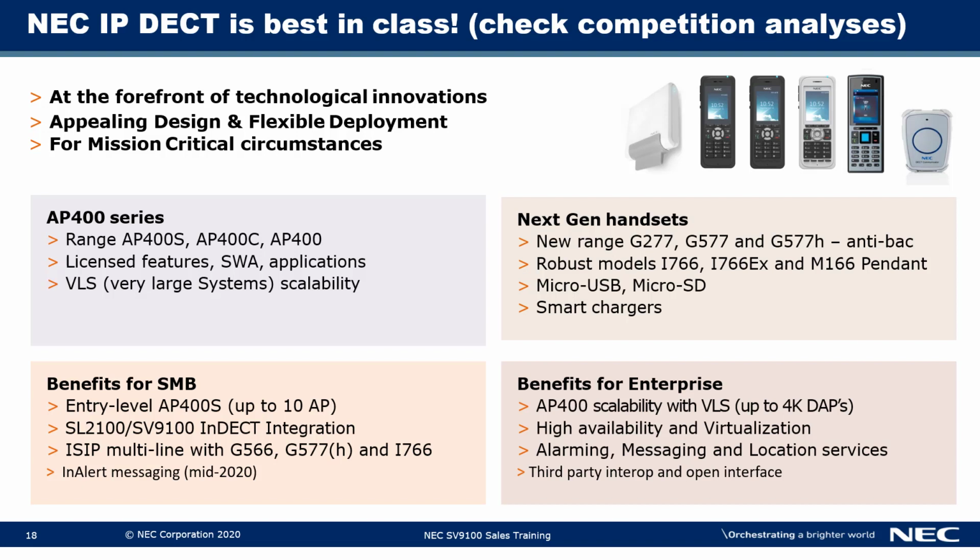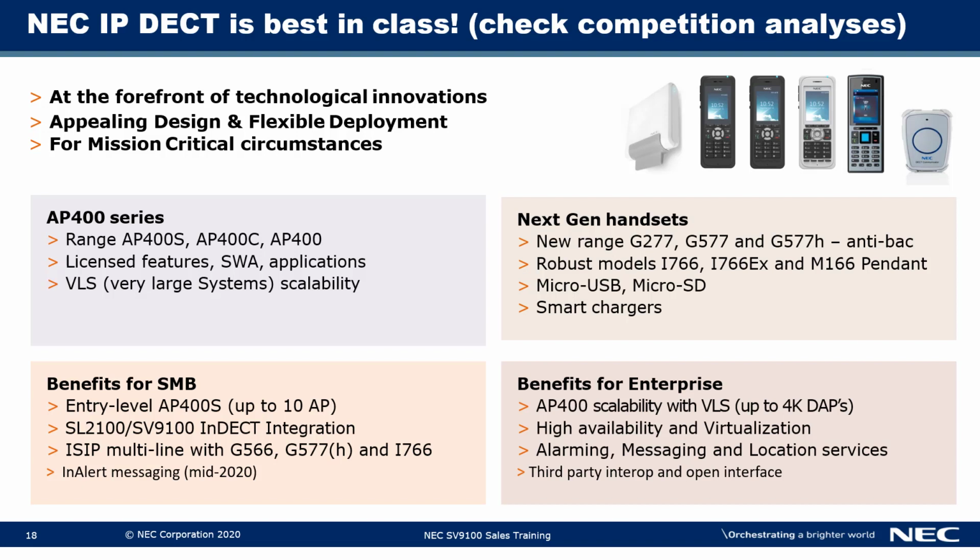So in terms of the components that make up the IP DECT portfolio, we start with the DAP or DECT access points, and we have the AP400 series, of which you've got the AP400S, 400C and AP400 models. These provide different license features and applications and scale from very small to very large systems. So more about the access points a bit later.